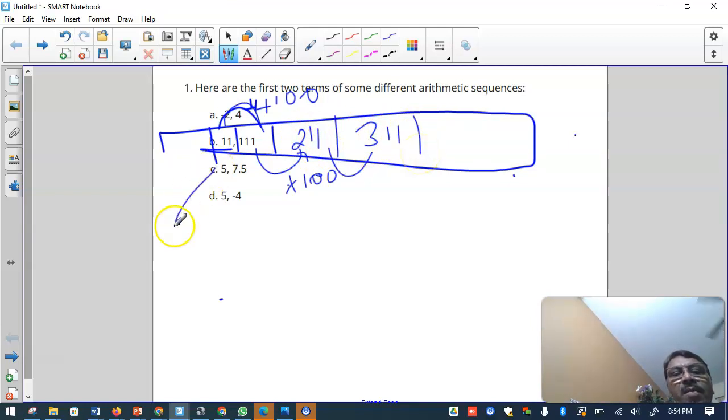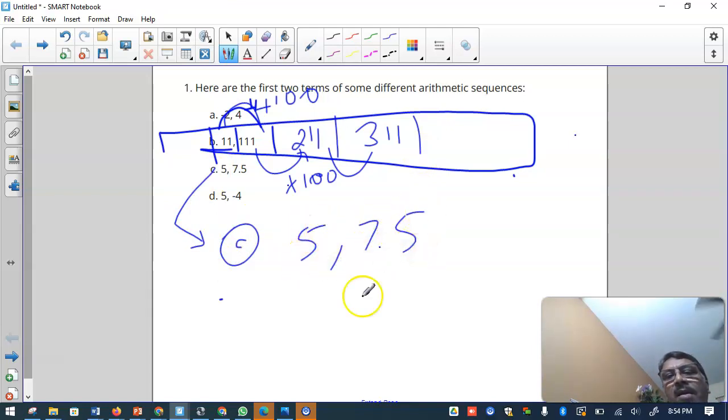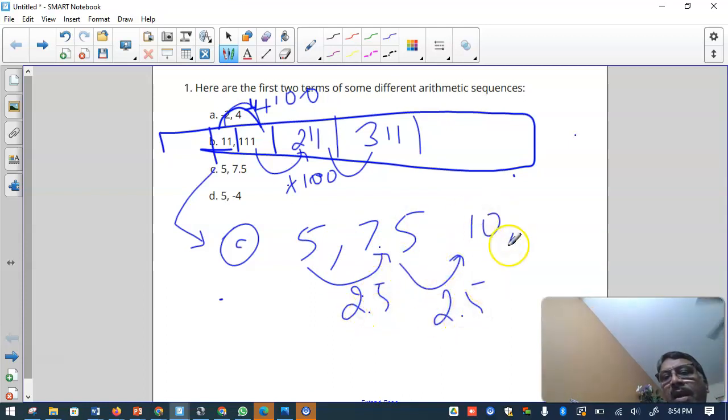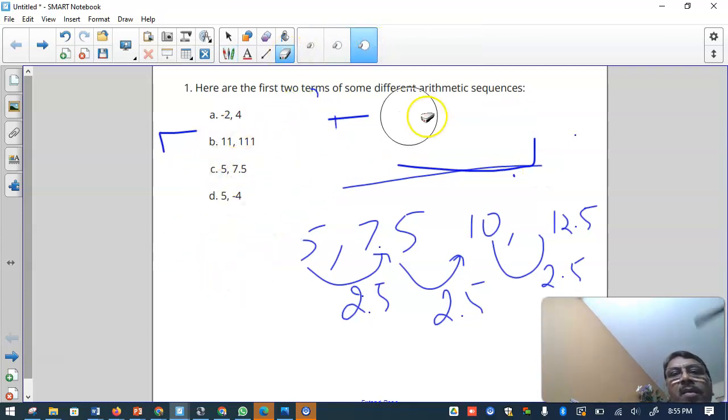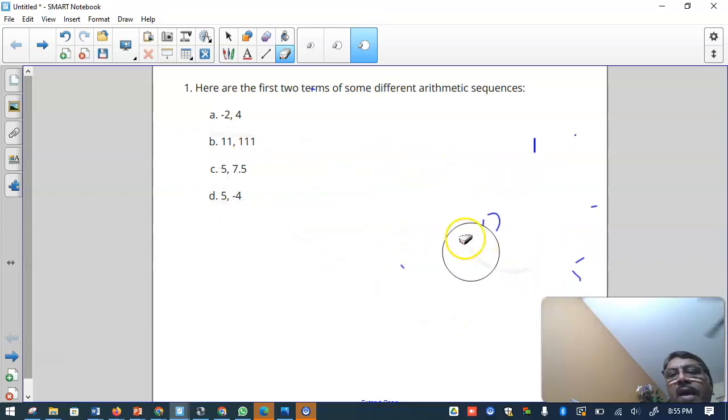I don't want to spend too much time. And you can see the third one starts with 5, then 7.5. So naturally they are adding 2.5, and then again you add 2.5 to make it 10, and again you add 2.5 to make it 12.5, and that's how you finish the third one. What about the last one? It is -5.